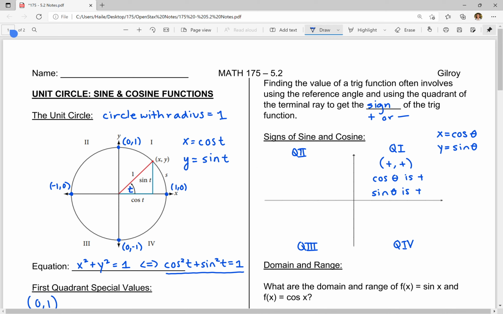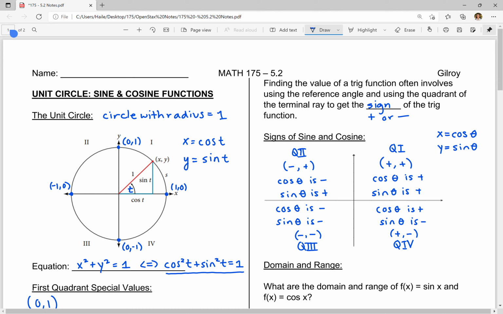Okay, in quadrant 2, every point has the form negative number, comma, positive number. So cosine of theta is negative and sine of theta is positive. In quadrant 3, both coordinates are negative. So we have cosine of theta is negative and sine of theta is negative. And finally in quadrant 4, our coordinates are positive, comma, negative, so cosine of theta is positive and sine of theta is negative.